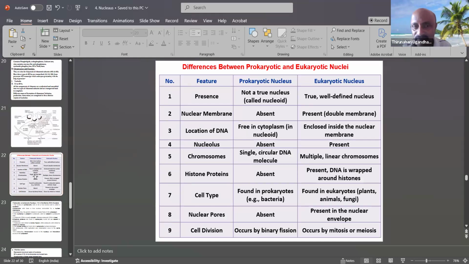Nuclei means plural. First character, presence. The prokaryotic nucleus is not a true nucleus; it is called a nucleoid. The eukaryotic nucleus is a well-defined nucleus. Well-defined means all parts of the nucleus are present. Second, the nuclear membrane: it is absent in the prokaryotic cell, while in the eukaryotic nucleus the nuclear membrane is present as a double membrane.